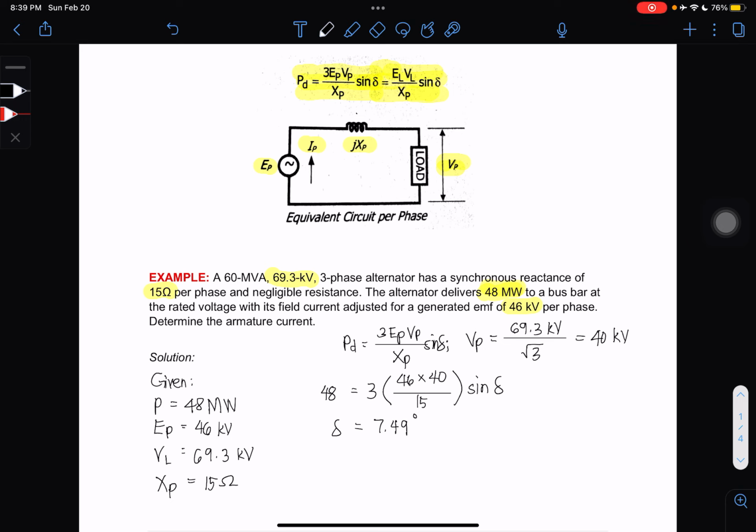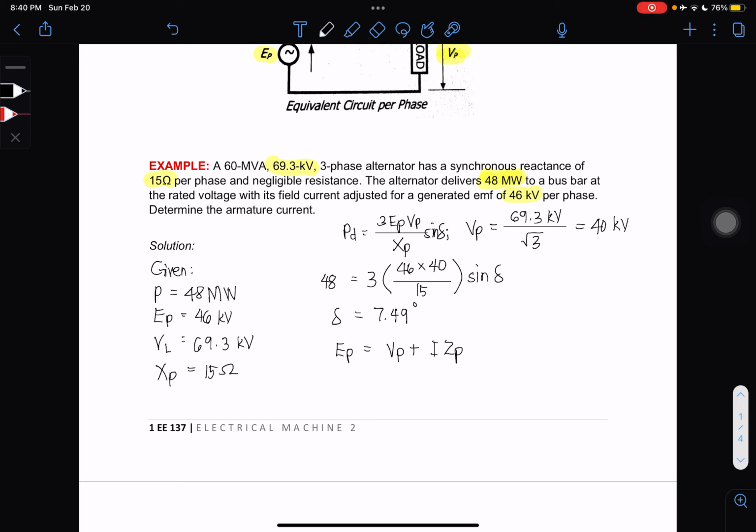So to solve for our armature current, since alternator, so we have our formula from our last module. We have EP is equal to VP plus I ZP. So pwede ito magamit ane. Solving for our I, armature current, so derive ta from this formula. So we need to derive. So to derive that, we have EP. Transfer na to ang VP. So therefore minus VP, divided by our ZP.